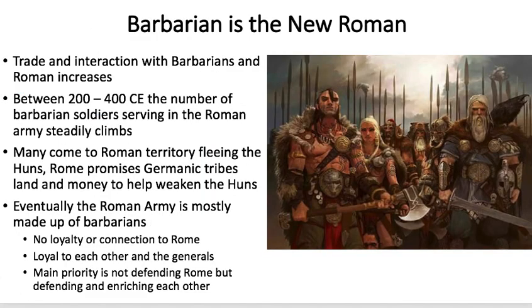And as trade and interaction between the barbarians and Romans increases, we're going to see that the number of barbarians serving as Roman soldiers is going to steadily climb. And by the year 400, most of the Roman military is no longer Roman. It's barbarian, the people who they're trying to protect themselves from.